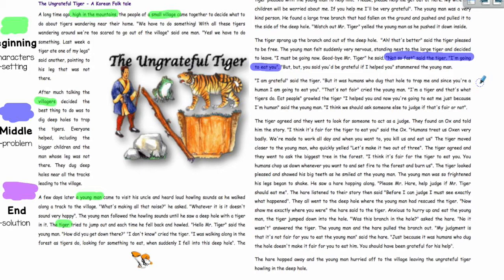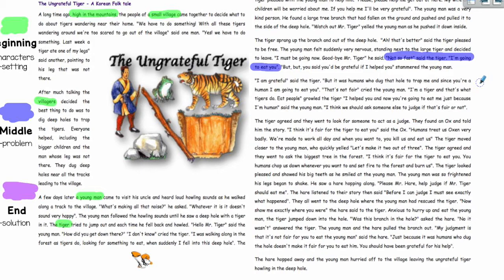"Was this branch in the hole?" asked the hare. "No, it wasn't," answered the tiger. The young man and the hare pulled the branch out. "My judgment is that it's not fair for you to eat the human," said the hare. "Just because it was humans who dug the hole doesn't make it fair for you to eat him. You should have been grateful for his help." The hare hopped away, and the young man hurried off to the village, leaving the ungrateful tiger howling in the deep hole.